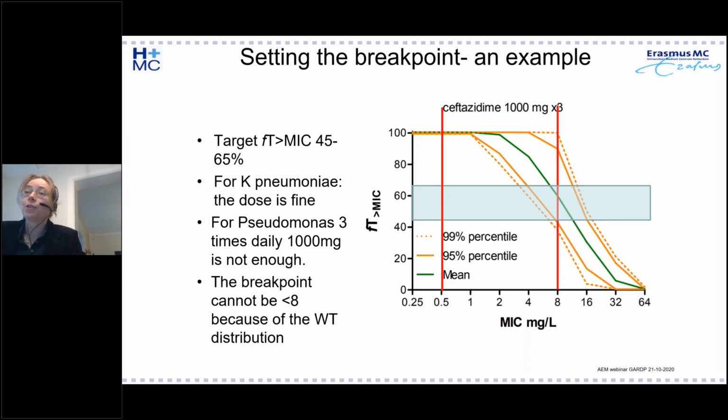But that's not what we want. We also want the entire population. And then you're getting into trouble, because when you go down to the dotted line at 99%, it's below the target of 45%, and 45 is also the lowest of the range. So I'm not very comfortable seeing this. I think you should conclude here that it's probably not enough for a dose of 3 times 1,000 milligrams.